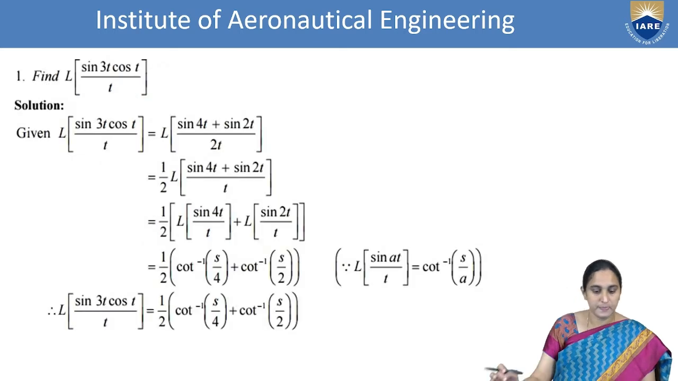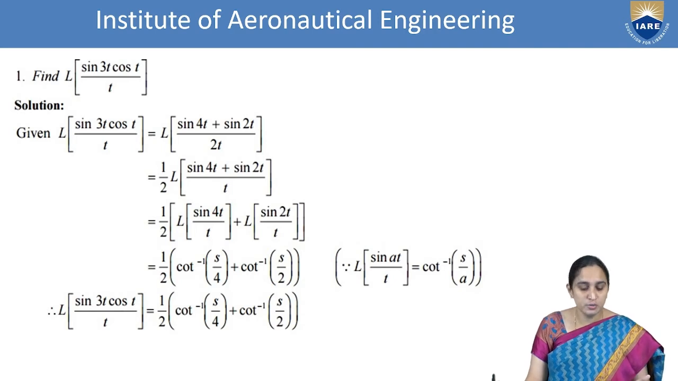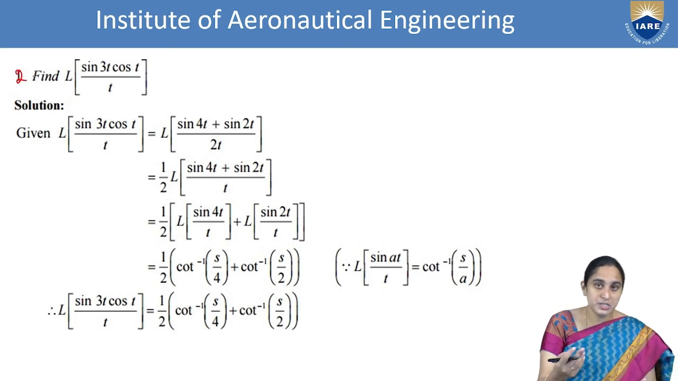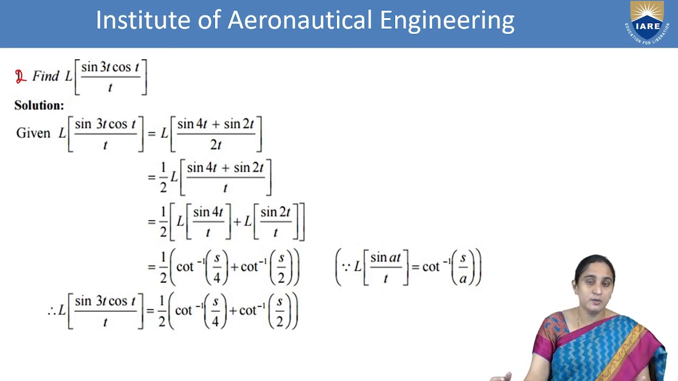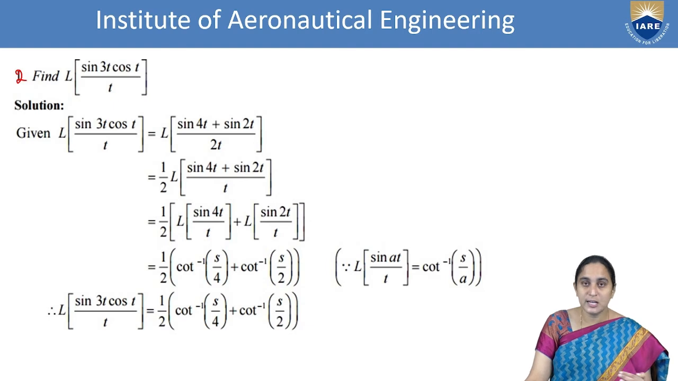Okay. Next, another question. Laplace of sine 3t into cos t by t. Once you observe, in the previous question, the function is multiplied with the t. But here we can observe the function is divided by the t. Already I gave one hint for that. Two cases. If the function is multiplied with t, in that case apply derivative part of the Laplace. And if the function is divided by t, for that case apply integral formula of the Laplace. Then the second question is here the function is divided by t.